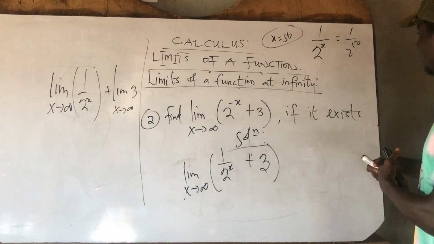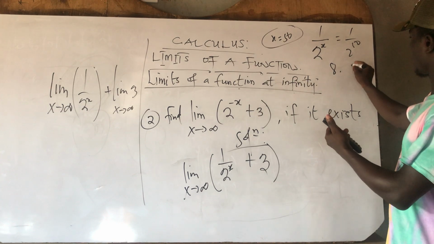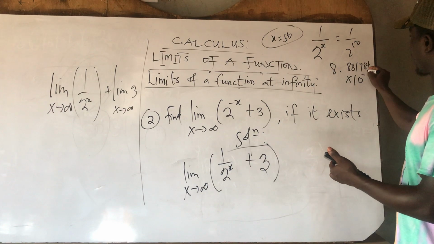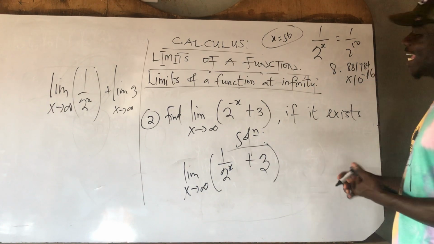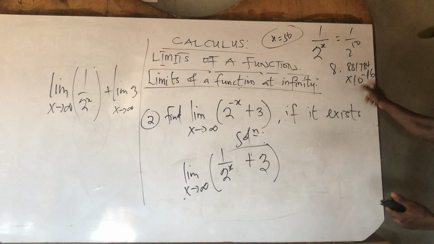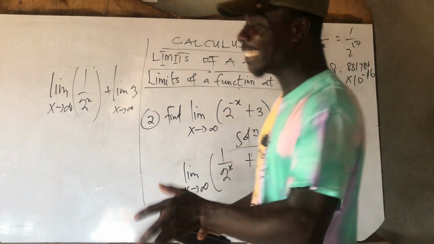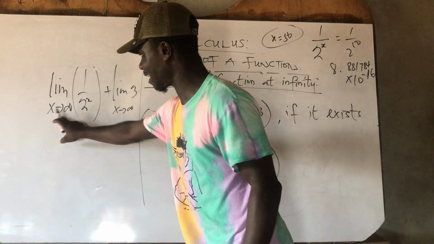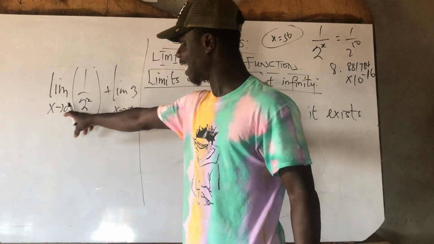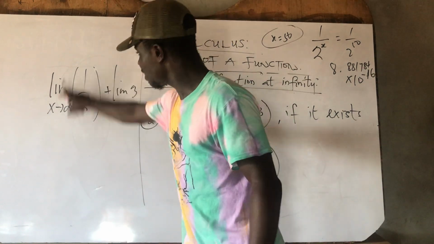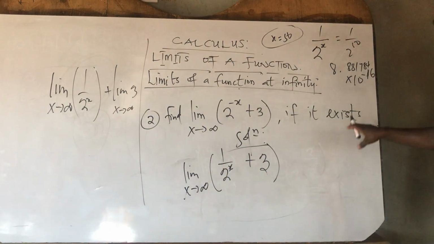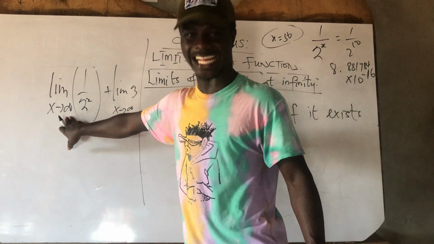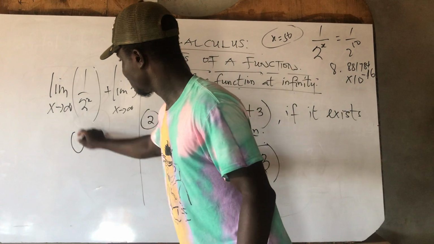So we are getting 8.881784 times 10 to the power negative 16. So it means that this one is approximately 0. So the limit as x approaches infinity, wherever you see x and you place infinity, this function tends to 0. Because we take this infinity as a larger number. So we get 0 here.